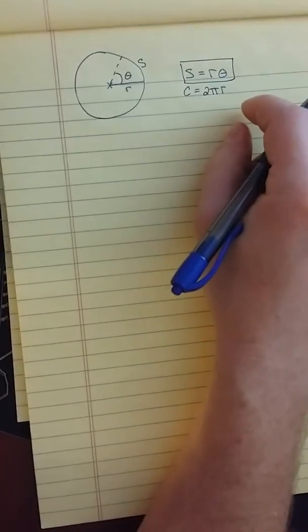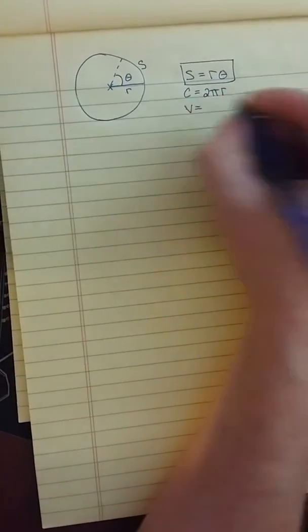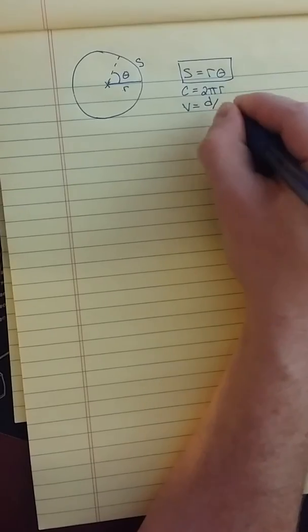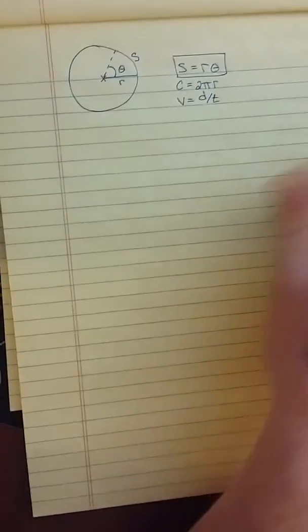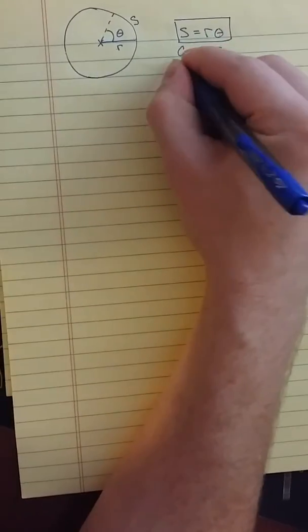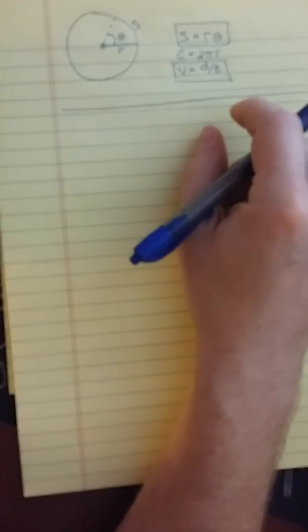And then physics, just so we have our definitions down, velocity is going to be the distance you travel divided by a given amount of time. Velocity is distance over time. Okay. So I'm going to use that. And let's start our derivation.